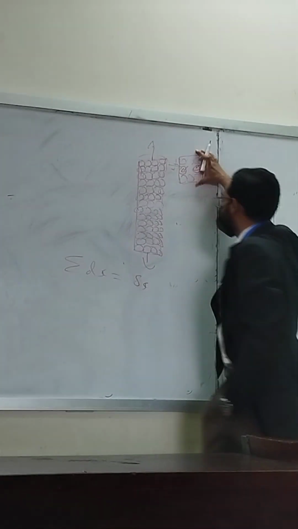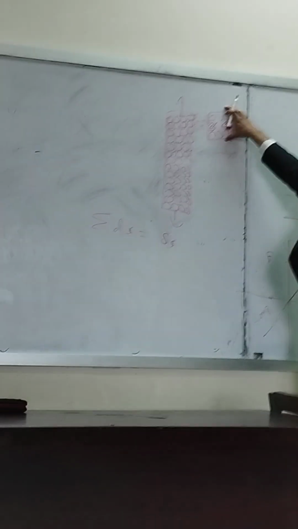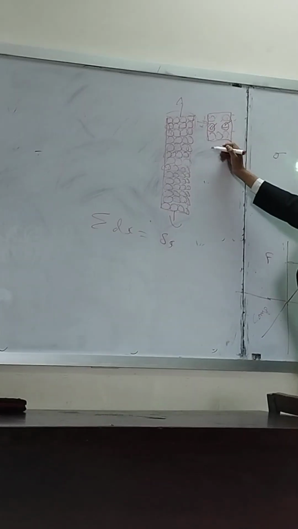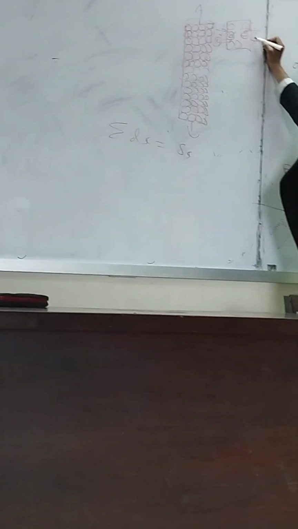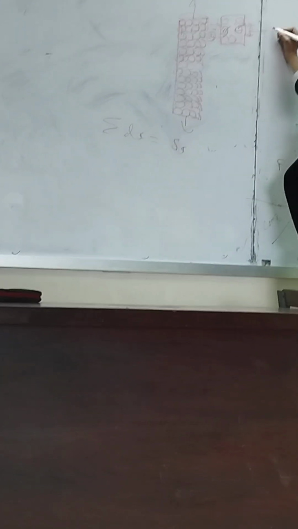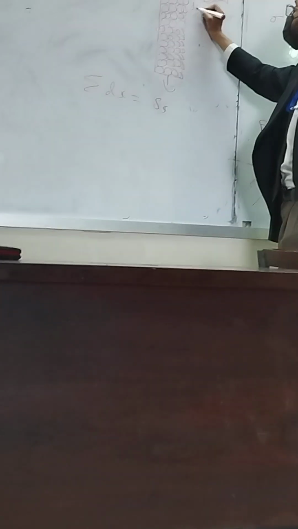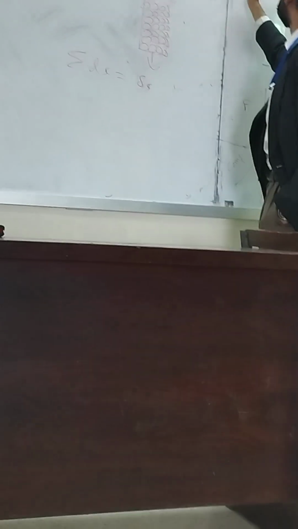At this point, even if I remove the force, nothing is going to happen. Only the elastic portion will recover. Still, there is going to be some dx, which is less than the atomic radius. Only this part is going to recover. Now this part is not going to recover. This one is known as delta x plastic. This is going to be delta x elastic. Let's call it dx because we are talking in terms of atoms.